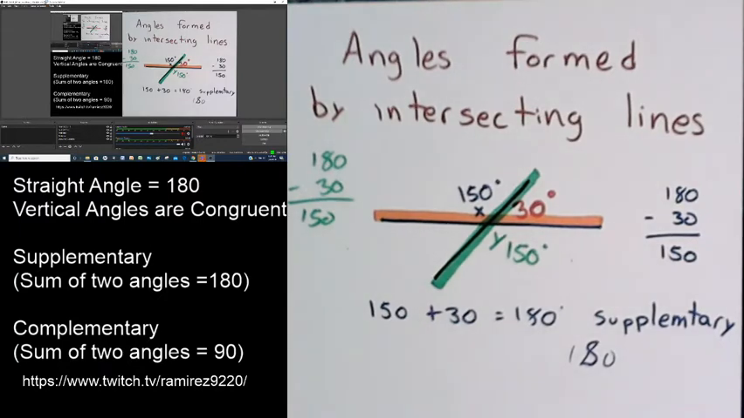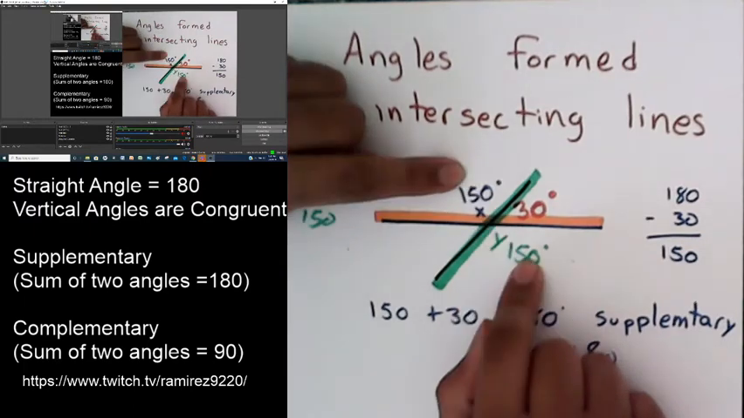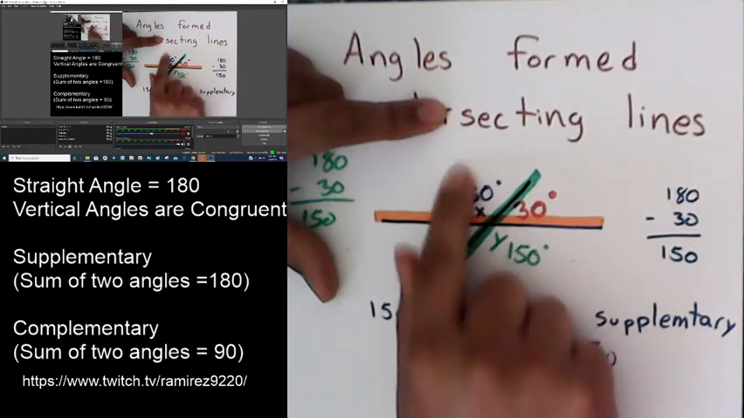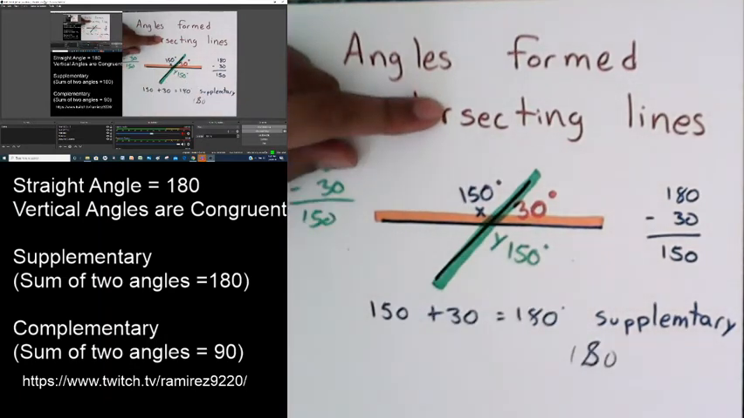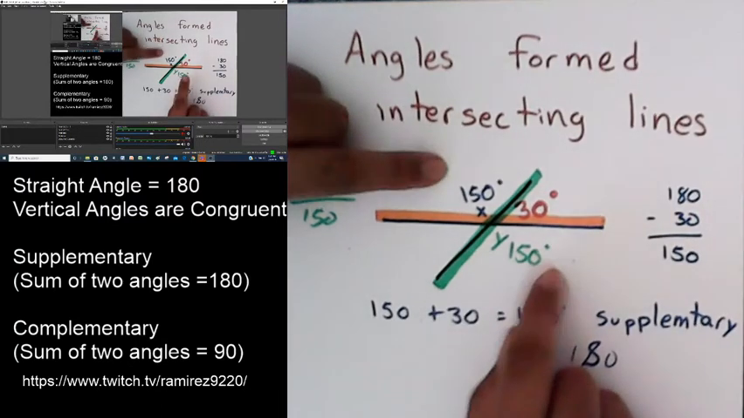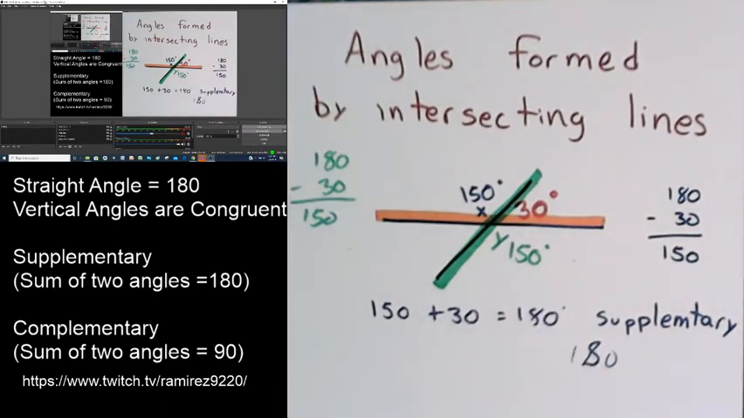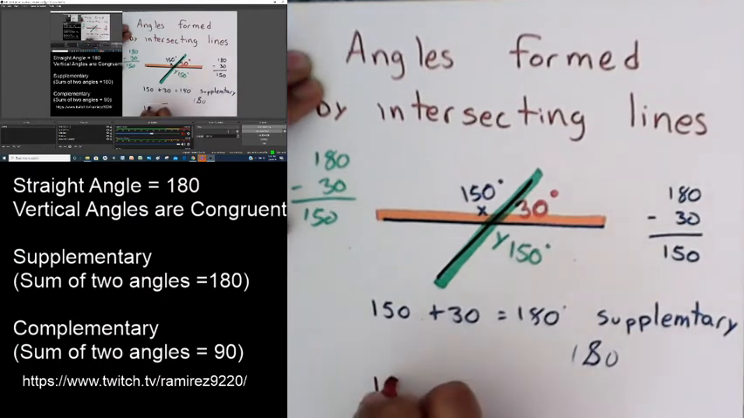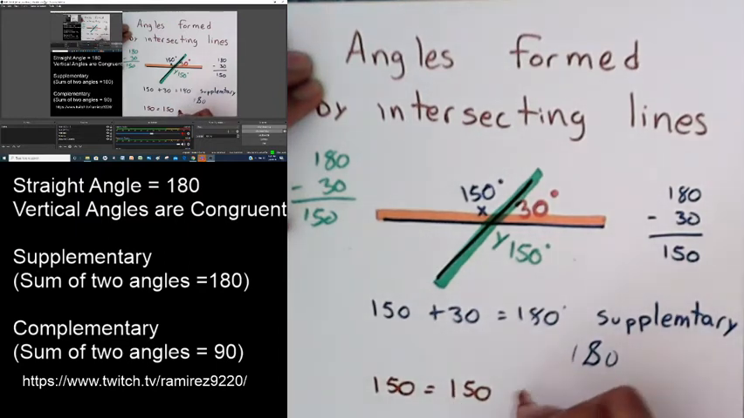But the other part that's super interesting is, notice these two angles right here. They're across from each other. They form a nice little X, and they're across from each other, and they are the same. These are called vertical angles. Vertical angles are congruent. Congruent means the same. If you find two angles that have the same measure, they are congruent.